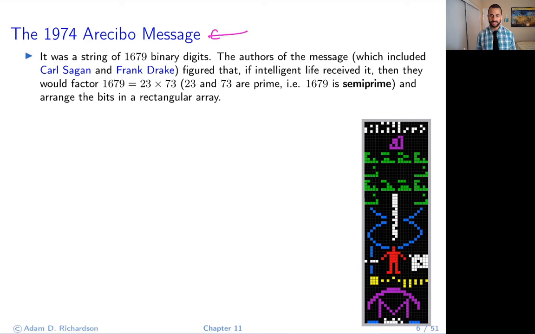But the idea was this. The 1974 message was a string of 1,679 binary digits, meaning 0 and 1. So it was basically a string of zeros and ones, and there were this many of them, 1,679. Now, the authors of the message included Carl Sagan and Frank Drake, who were two very famous astrophysicists.